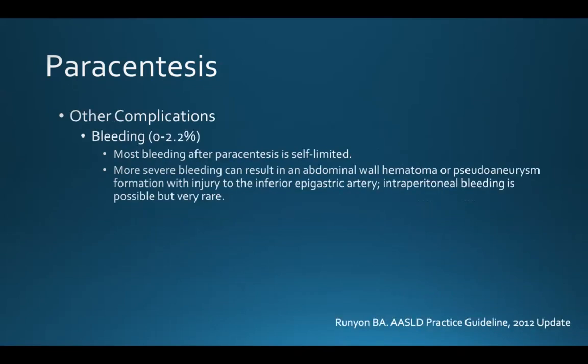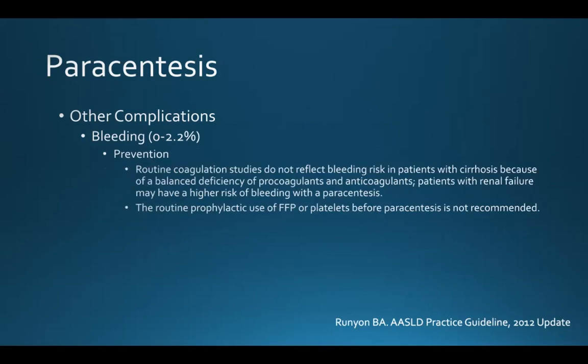Bleeding is another rare risk of paracentesis. Most bleeding is self-limited, but more severe bleeding can result in an abdominal wall hematoma or pseudoaneurysm formation if the inferior epigastric artery is injured. Intraperitoneal bleeding is possible, but is very rare.